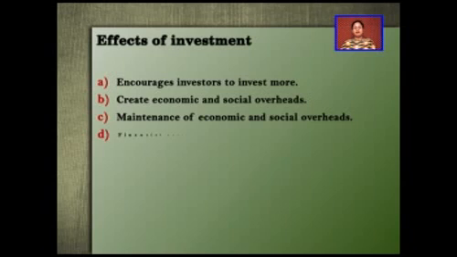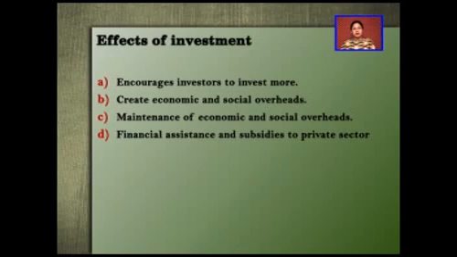Next, it is helpful in providing financial assistance and subsidies to the private sector. With the help of public expenditure, the government can provide financial help and subsidies to the private sector so that they can invest in specific areas and in the production of specific commodities which can be useful and beneficial for the economy.